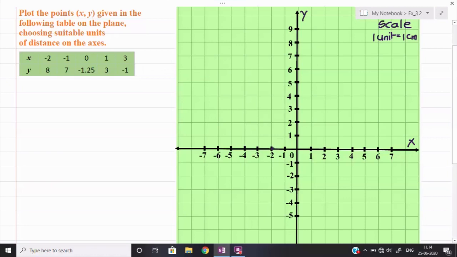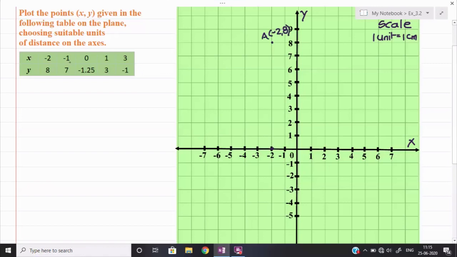Now I need to go to the y coordinate 8. Since the y coordinate is positive, from minus 2 I will go in the upward direction and reach till 8, just in front of 8. So this is my point. This point I will call A, and the coordinate of A will be minus 2 comma 8. Okay, this is the first point we got here.